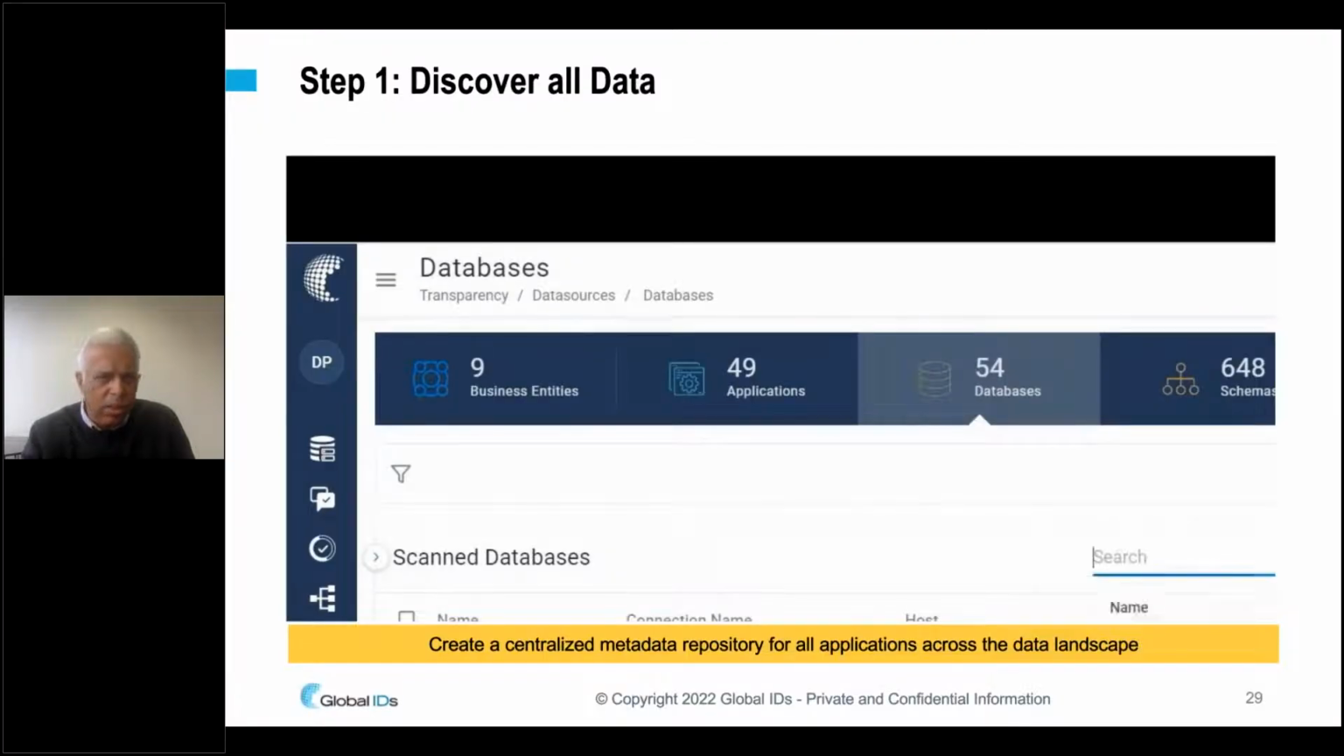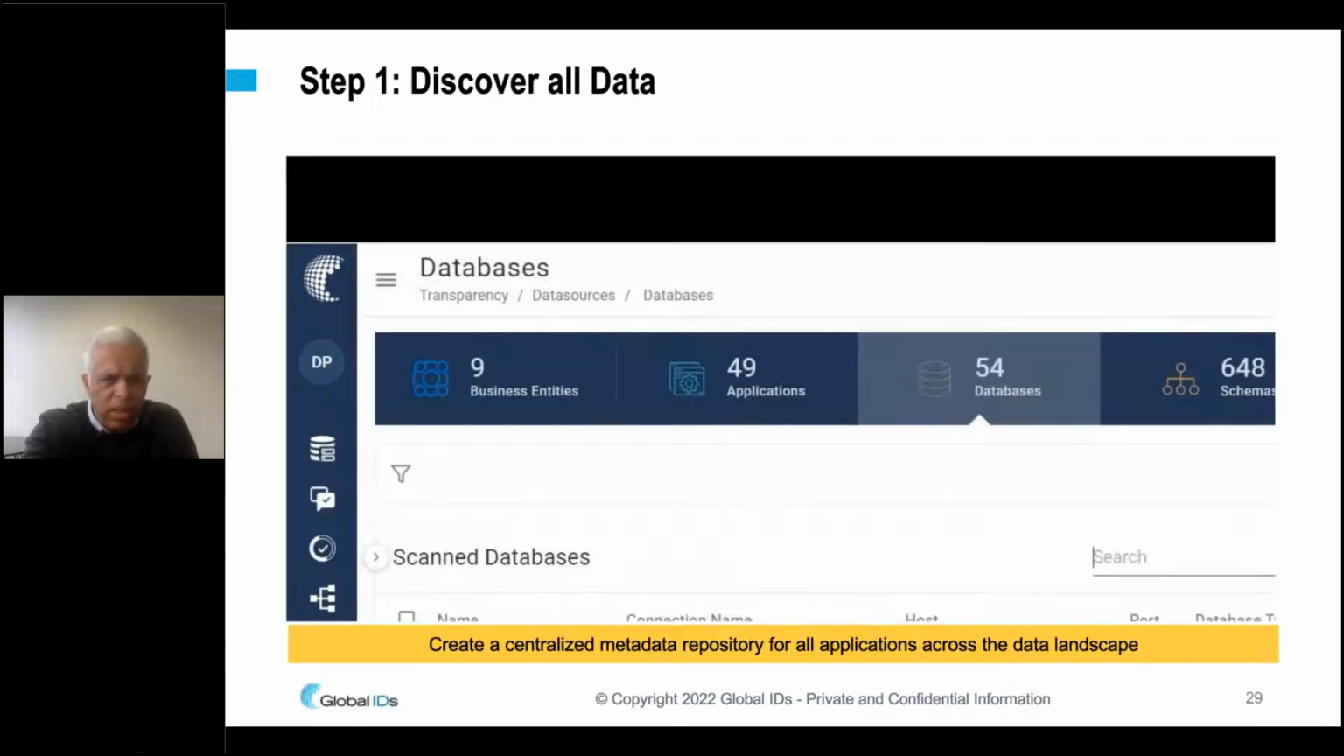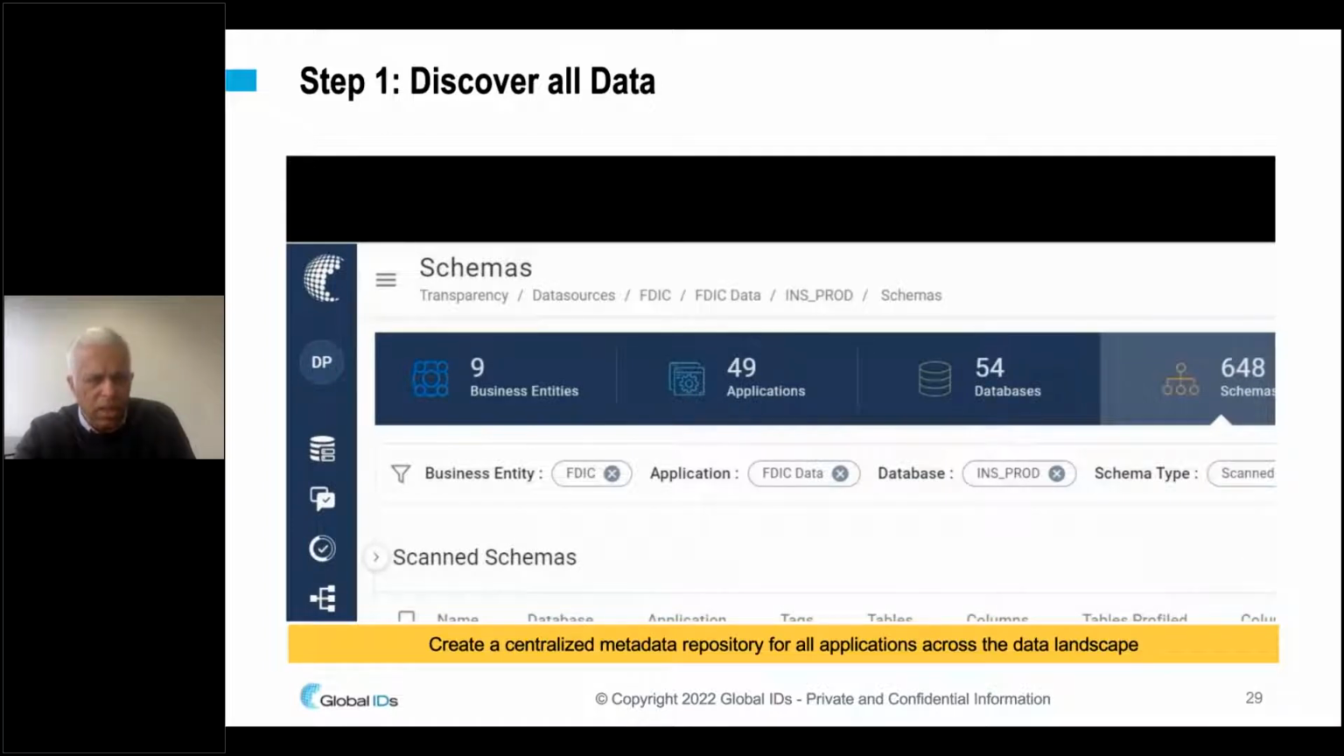Yeah. So step one, as we have talked about, is how you discover the data, what I described earlier. The software has at that point discovered a number of business entities, various applications, databases, schemas, tables, columns, etc. And one can then have the ability to search for all of that. Next.